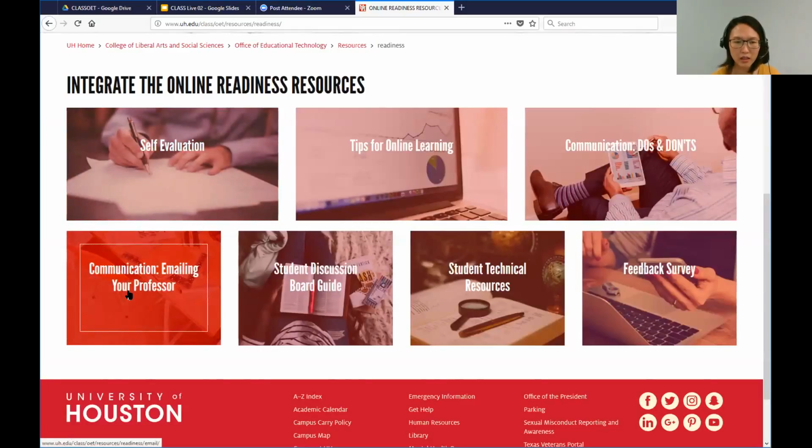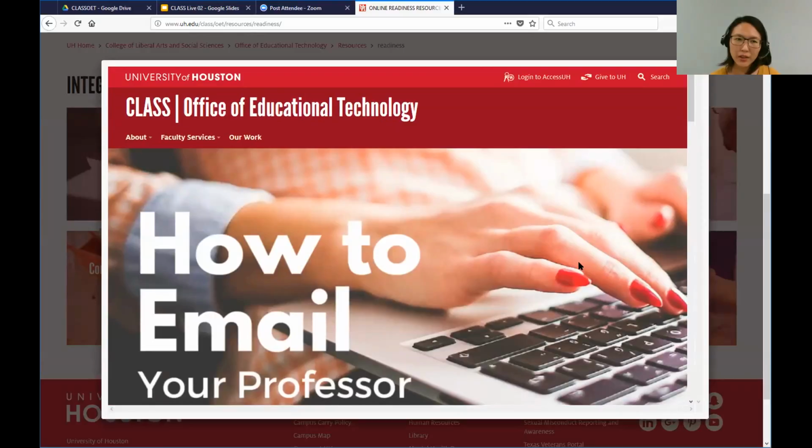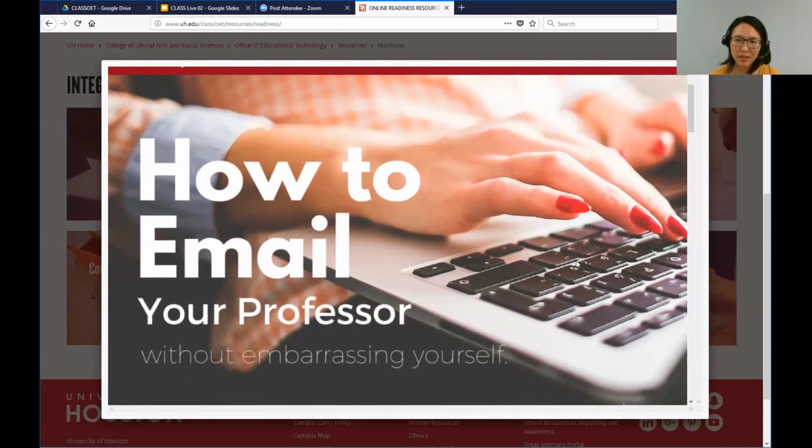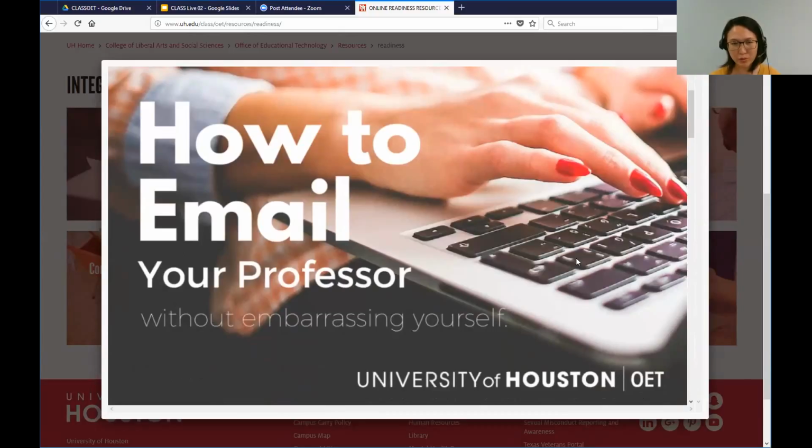Next is an infographic called Emailing Your Professor. I know that a lot of instructors have made some requests to students to improve the professionalism of their email. So this infographic was made to make it a little bit more clear to them so that they can understand what is professional communication, right? This is called How to Email Your Professor Without Embarrassing Yourself.